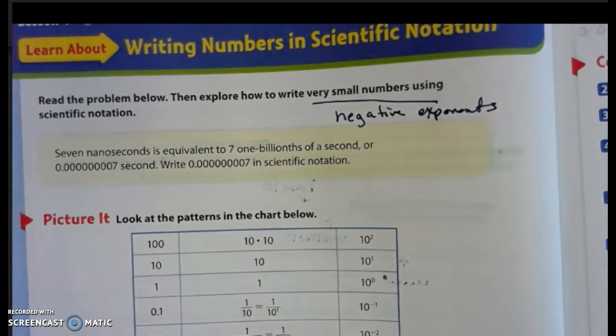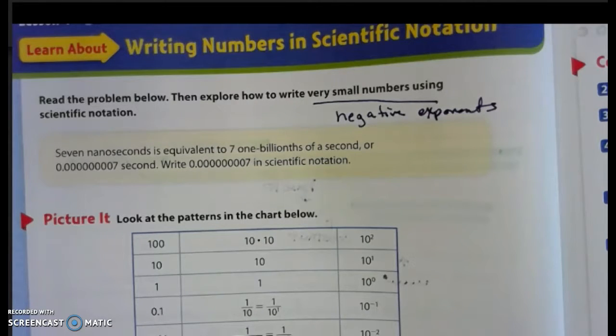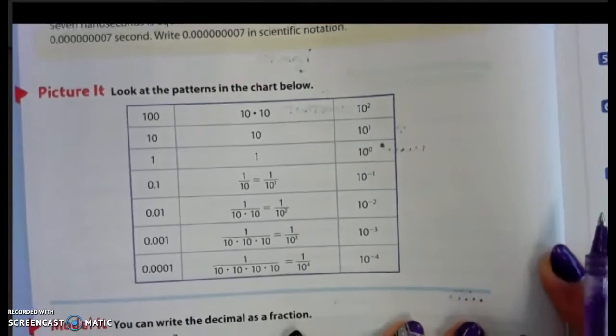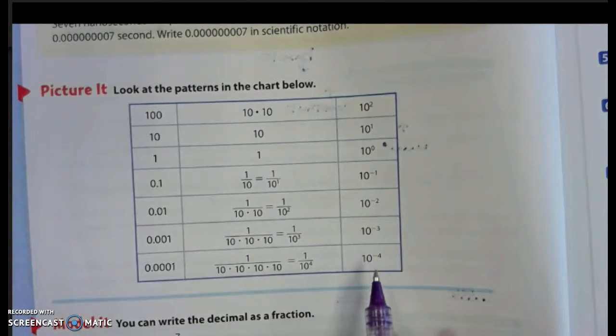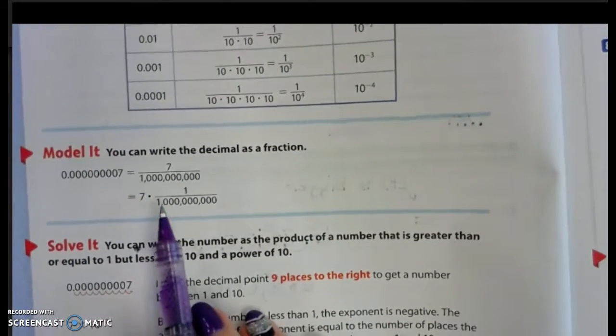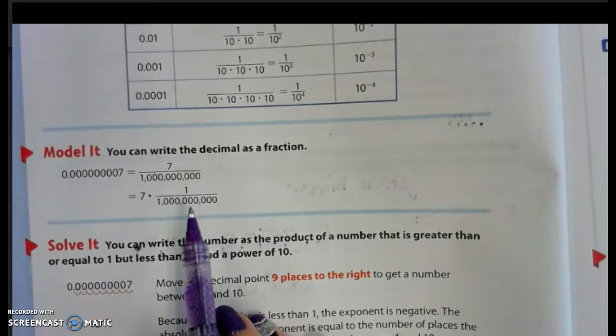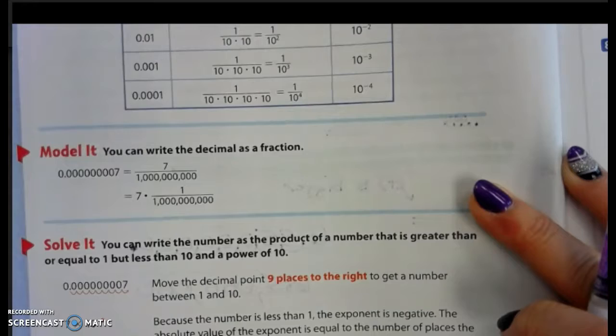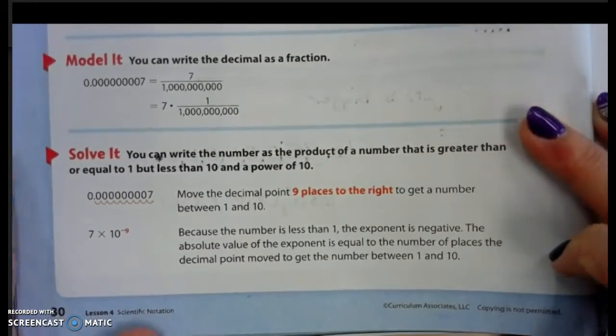Seven nanoseconds is equivalent to 7 billionths of a second, or 0.000000007 seconds. They want you to write this in scientific notation. Now, this chart, they are walking you through all of these place values and moving those decimals. They're showing you as a fraction with a negative exponent what that looks like. We are going to skip right over, go down to the solve it at the bottom.